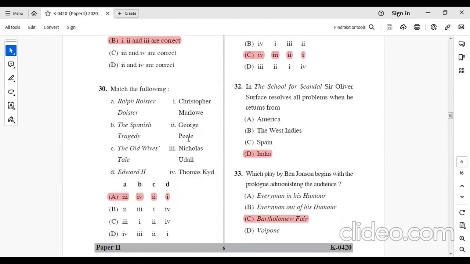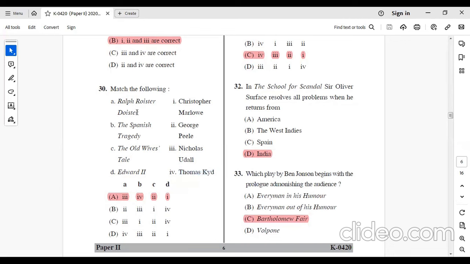Question number 30. We need to match here. Ralph Roister Doister, The Spanish Tragedy, The Old Wives' Tale, Edward II. So, Ralph Roister Doister belongs to Nicholas Udall. The Spanish Tragedy belongs to Thomas Kyd. Very important, Thomas Kyd. The Old Wives' Tale belongs to George Peele. And Edward II belongs to Christopher Marlowe.